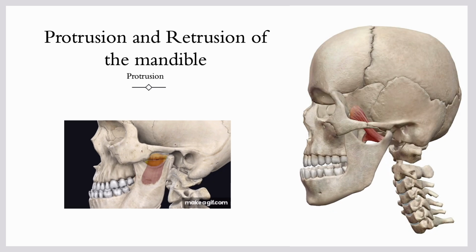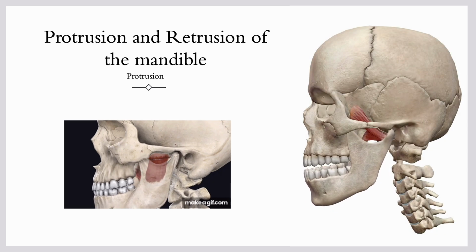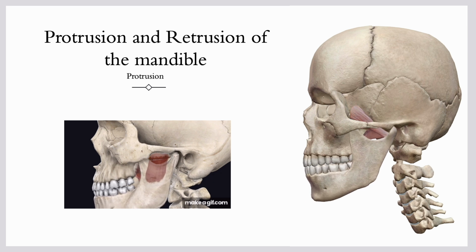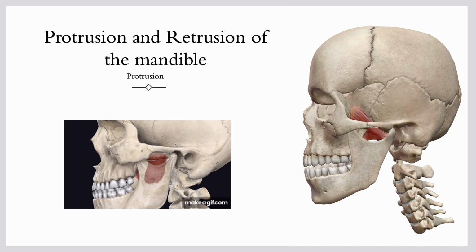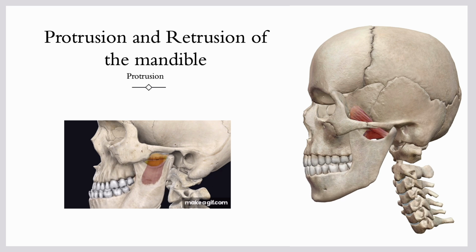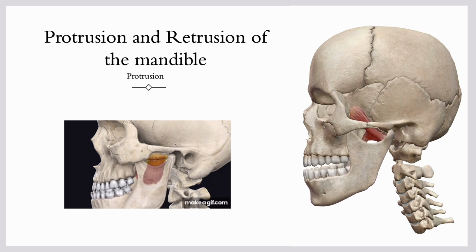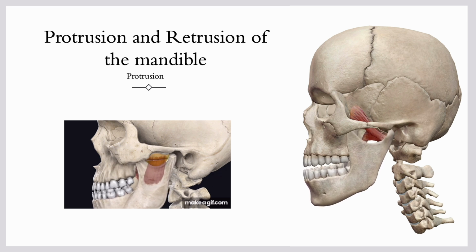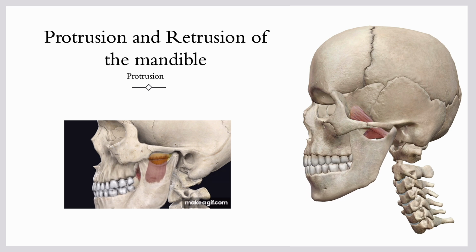Let's talk about mandibular protrusion, a critical movement that plays a significant role in how we chew and tear food. Protrusion refers to the forward movement of the mandible from its resting position. During this motion, the condyle and the articular disc of the temporomandibular joint slide forward along the articular eminence, enabling the lower teeth to shift anteriorly relative to the upper teeth. This action is essential for tasks like biting into food.